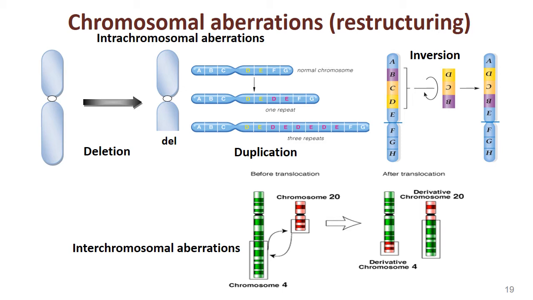Then interchromosomal aberrations are translocation, which is transfer of a fragment of a chromosome to a non-homologous chromosome, and reciprocal aberrations, which is exchange of fragments between two chromosomes. And you see the examples of interchromosomal aberrations to the right.